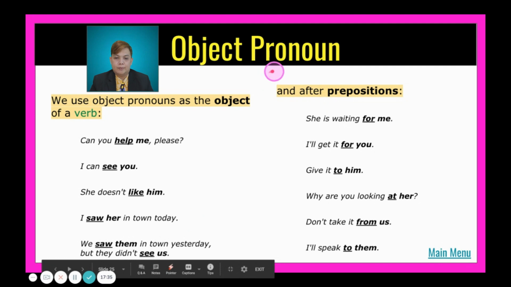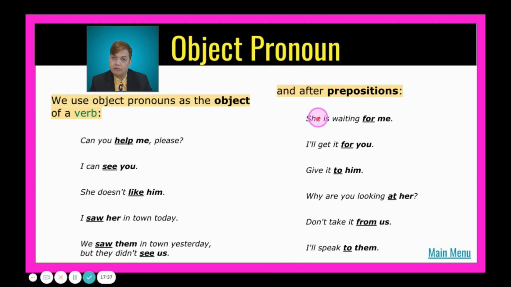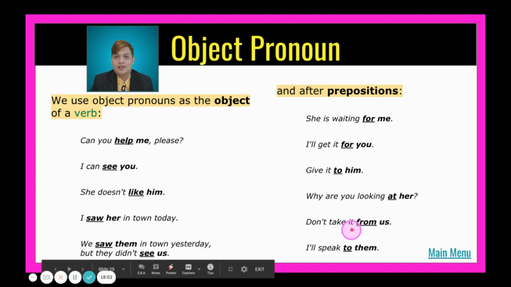Next, object pronouns, we can also use them after prepositions, such as the following examples. She is waiting for me. I'll get it for you. Give it to him. Why are you looking at her? Don't take it from us. I'll speak to them.